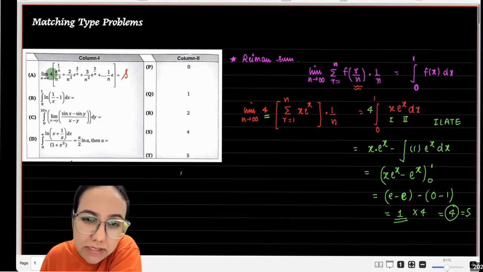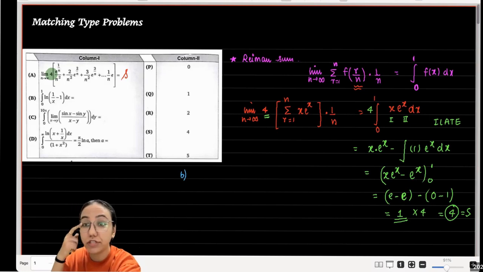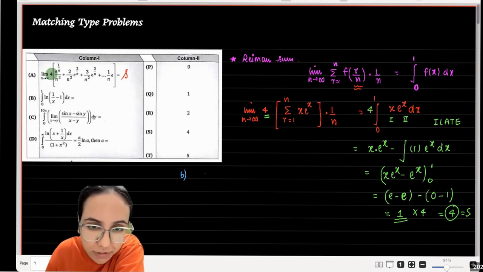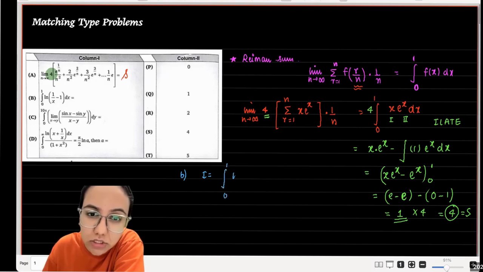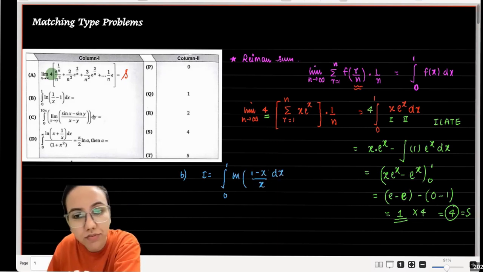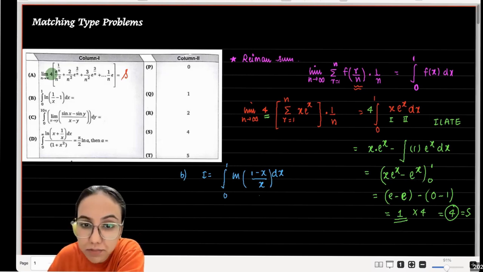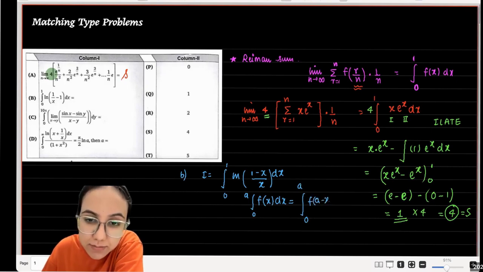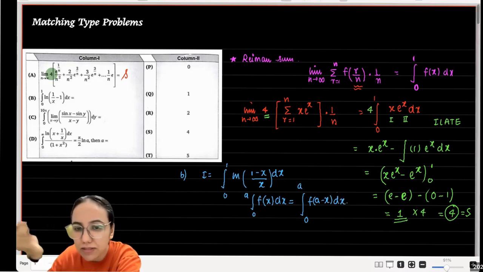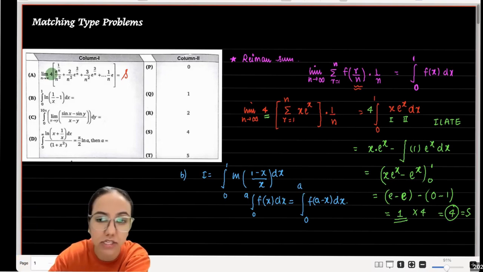The B part is pretty simple, a direct question, but first you have to take the ln, like the common denominator. So I'm rewriting this as I equals integration 0 to 1 ln of (1 minus x) over x dx. Perfect. Now, what do we know? A simple concept: integration from 0 to a of f(x) dx is the same as integration from 0 to a of f(a minus x) dx. Because if you take a minus x as t, you will simply get integration 0 to a of f(x) dx.